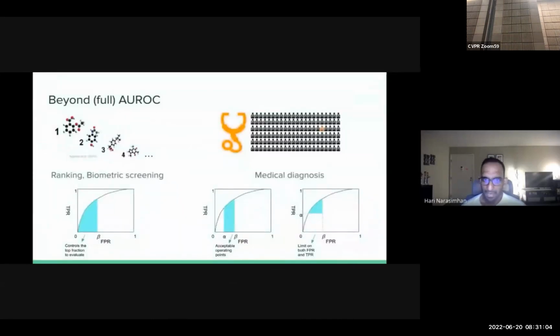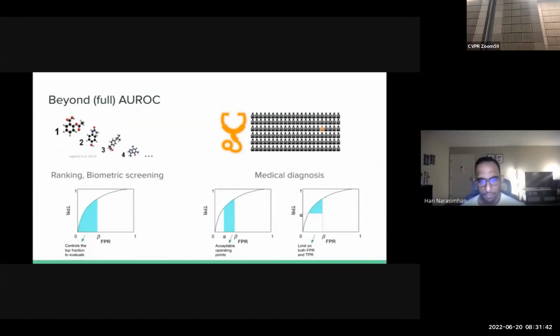In many real-world applications, one is often interested in performance in a select portion of the ROC. For example, in many ranking tasks, one is interested in performance on the top few ranked instances. Similarly, in many biometric screening applications, one often desires classifiers that have a very low false positive rate. Both these requirements boil down to measuring performance in the initial portion of the ROC curve, with the false positive rate restricted to a certain upper limit.